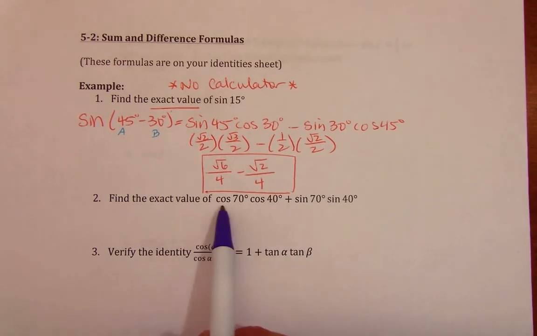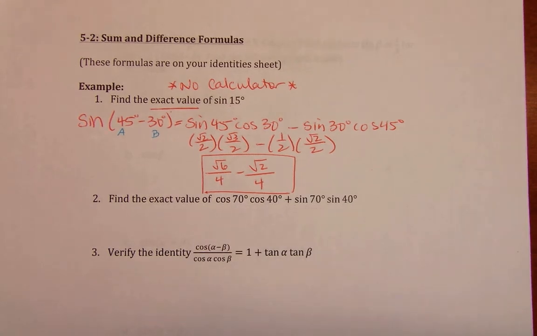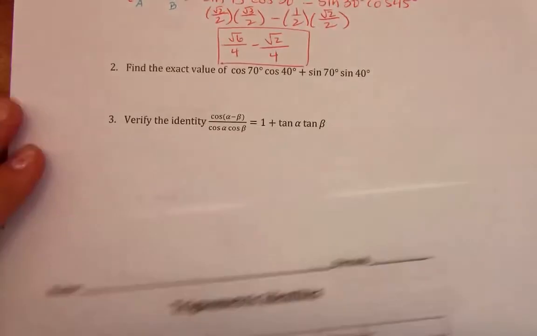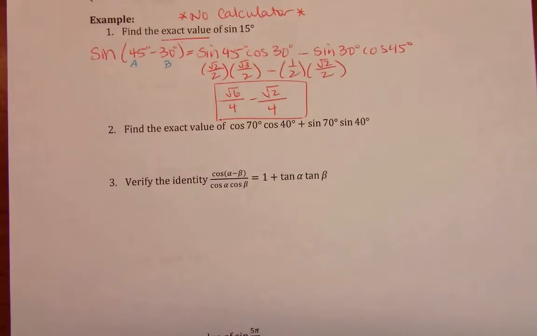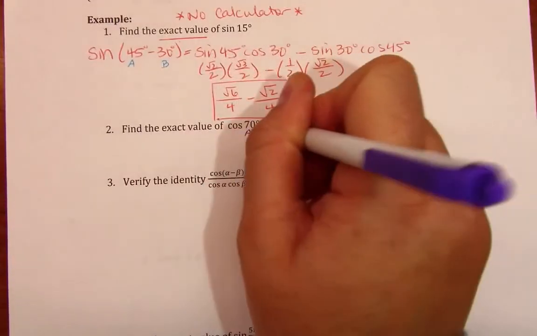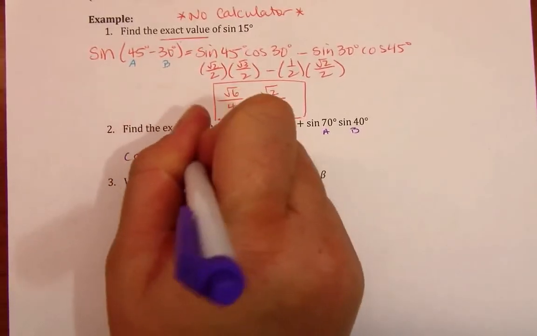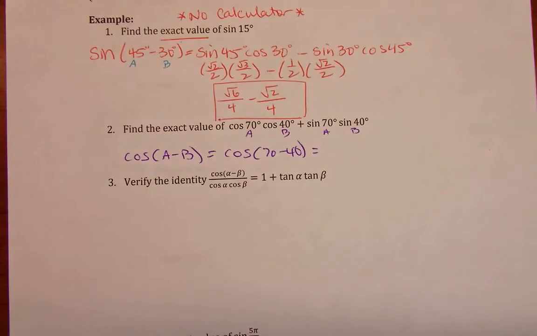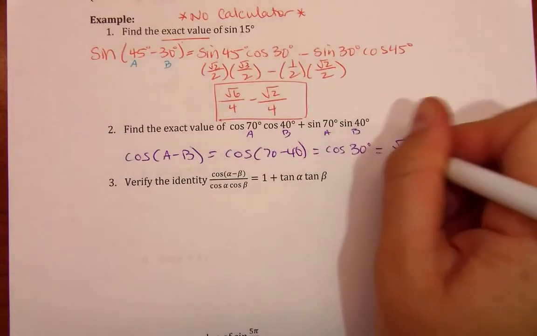It says find the exact value of cosine 70 cosine 40 plus sine 70 sine 40. So what we need to do here is match up which formula this is. Well, if we have cosine cosine, sine sine with a plus in the middle, that's the cosine difference formula. So if this is A, this is B, A, B, this is cosine of A minus B, cosine of 70 minus 40, and that's going to be cosine of 30 degrees, which is root 3 over 2.